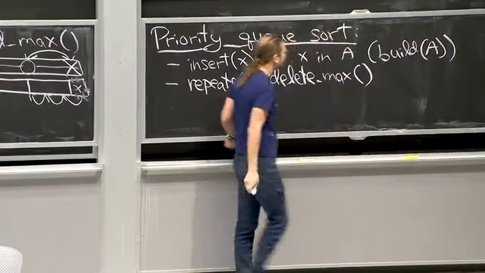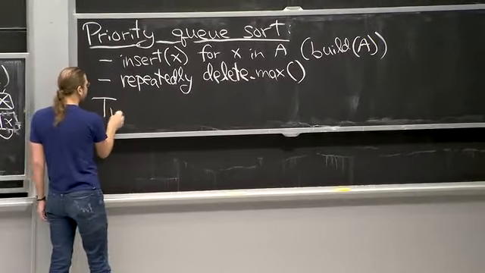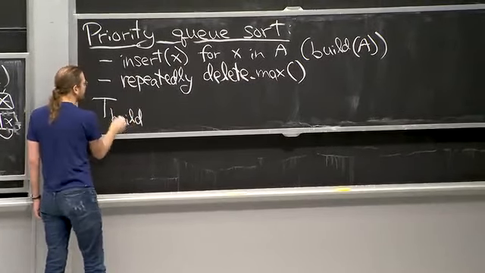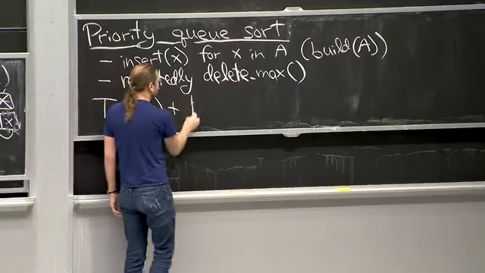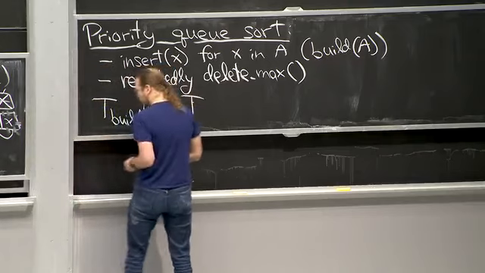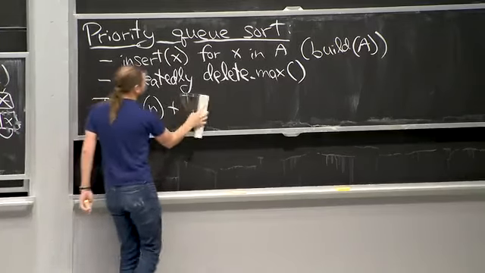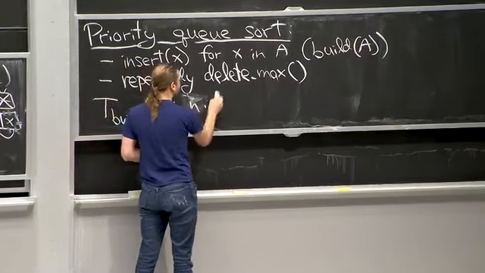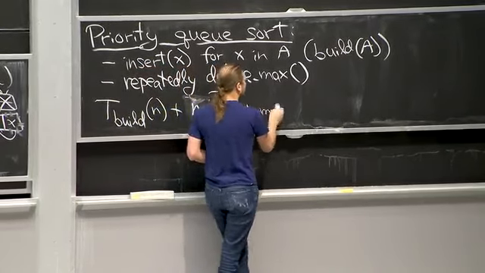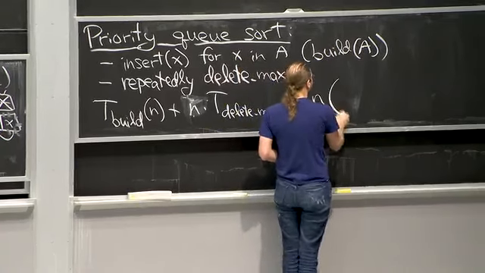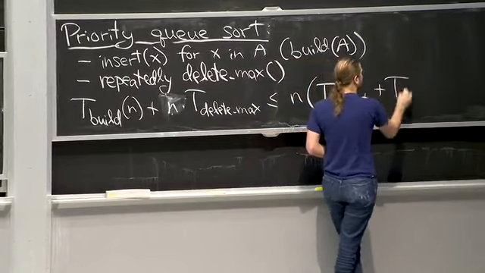Okay, how much time does this algorithm take? I'm going to introduce some notation here. It takes however long it takes to build n items, call that T sub build, plus n times the time to do a delete max. Or we can write this as n times the time to do an insert plus the time to do a delete max.